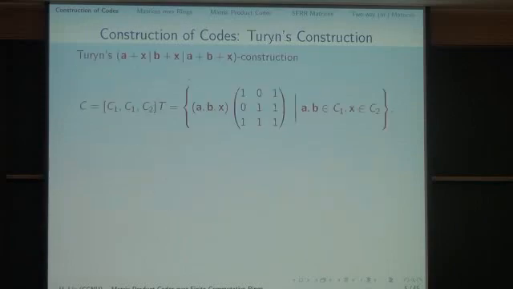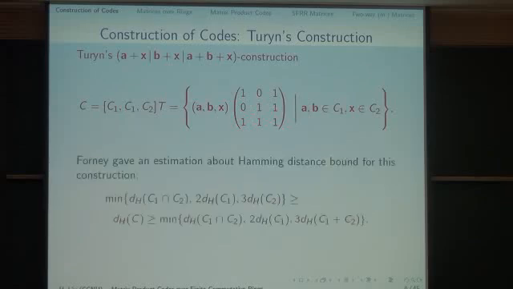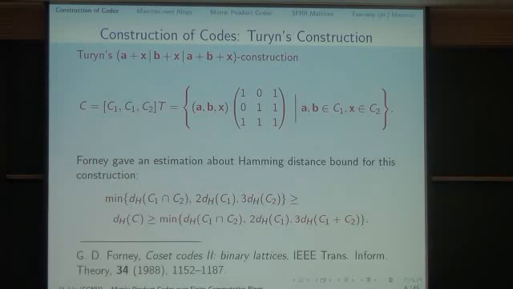And there is another construction, Turyn's construction. For this construction, it is a plus x, b plus x, a plus b plus x. We can also write it in matrix product form like this. For this construction we also have the Hamming distance, given by Falling. They give an upper bound and a lower bound for this construction, and this can be found in these references.